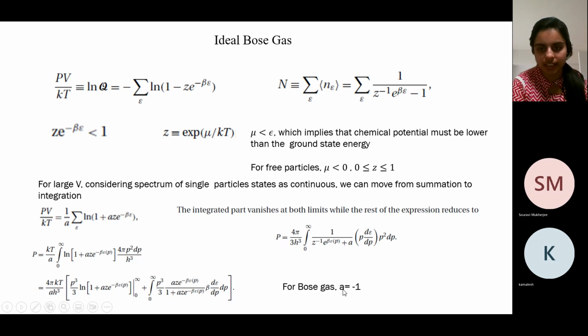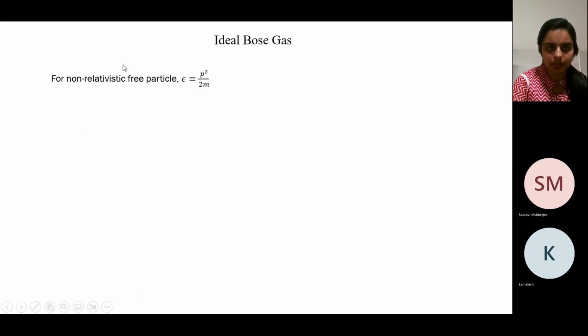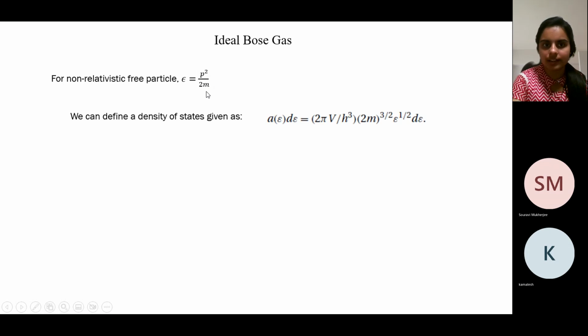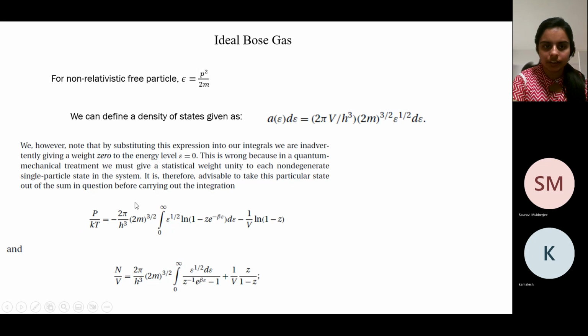Now for a Bose gas, your a should be -1. If you consider that the particle is a non-relativistic free particle, you know that epsilon is given as p square by 2m. So as we had discussed, we can find the density of states given by this expression here. If you put that expression here, you would get this expression for p by kT.